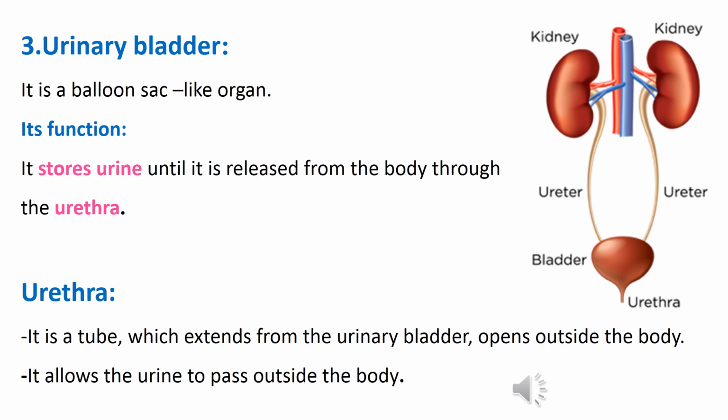Now we will talk about the last part of the urinary system, the urinary bladder. The urinary bladder is a balloon sac-like organ. The function of the urinary bladder is to store urine until it's released from the body through the urethra. The urethra is a tube which extends from the urinary bladder and opens outside the body, and it allows the urine to pass outside the body.